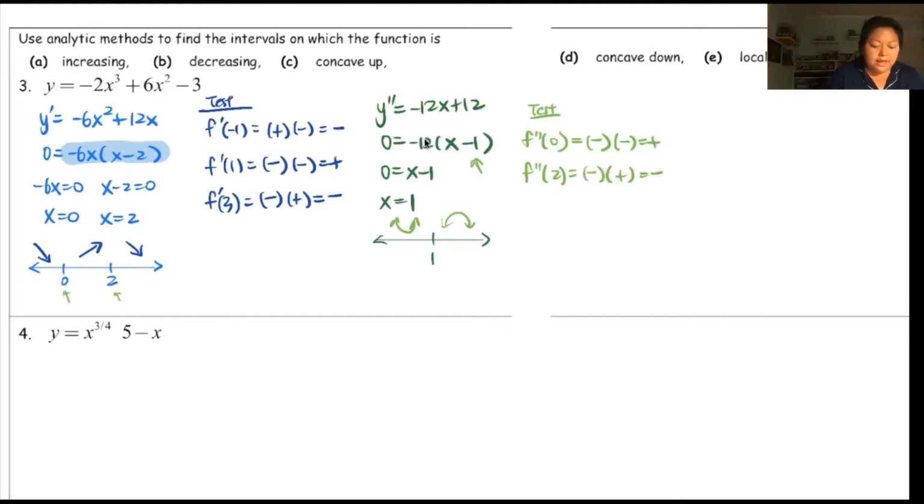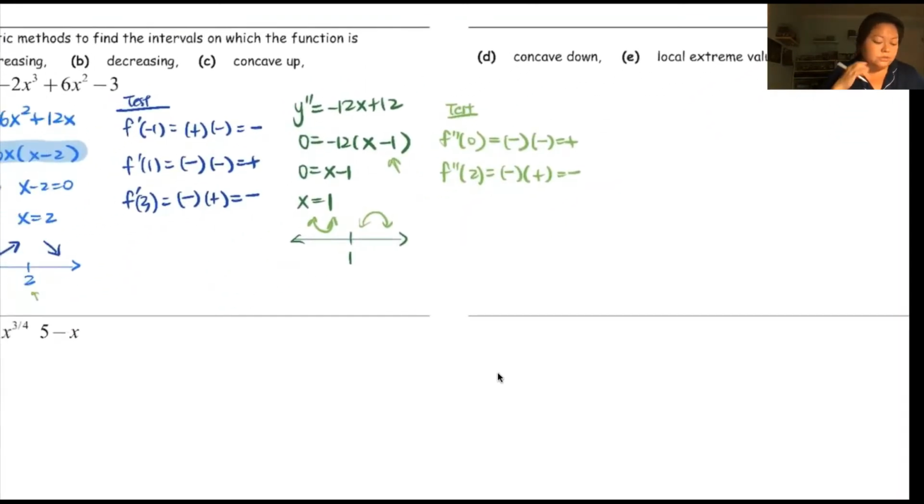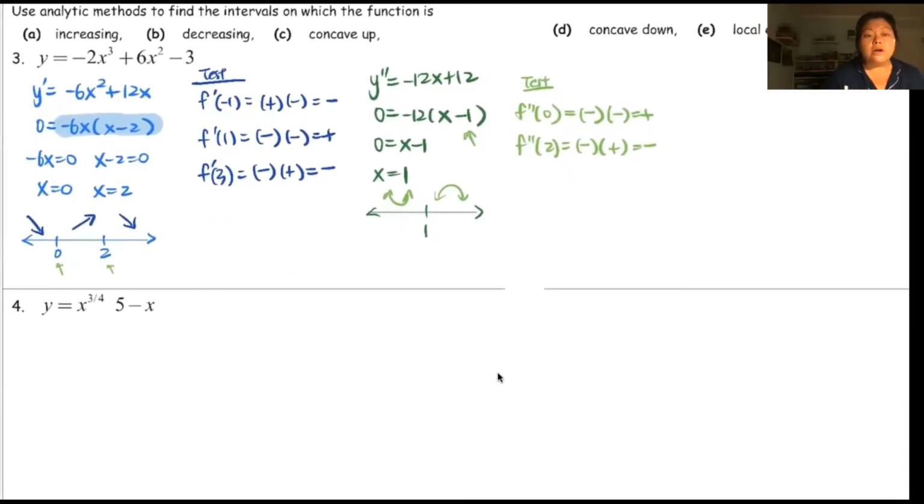So that means if plugging in 0 into f double prime gave me a positive, that implies that 0 is a minimum because it is concaving up, so it's a minimum. If plugging a 2 into my f double prime gave me a negative, that's concaving down, that gave me a maximum. So I now have all the information I need to graph this out and figure out all the answers, right? Now, even though it doesn't say to graph it out, I think your book does want you to graph.